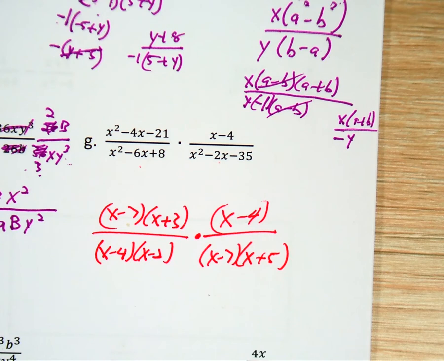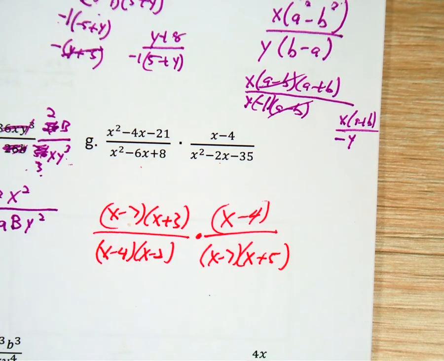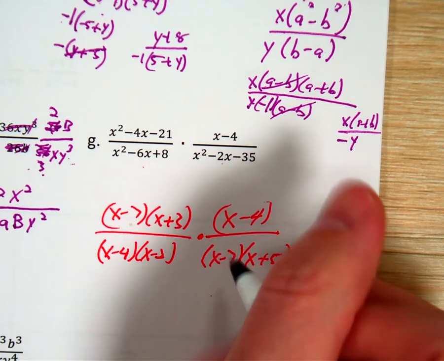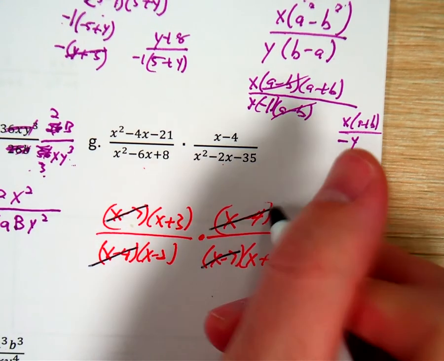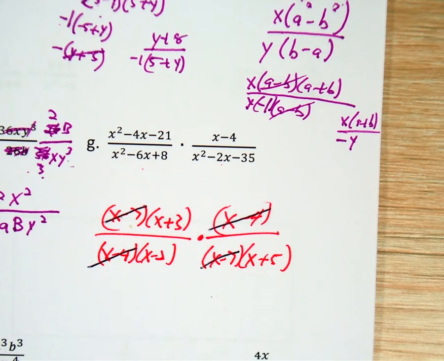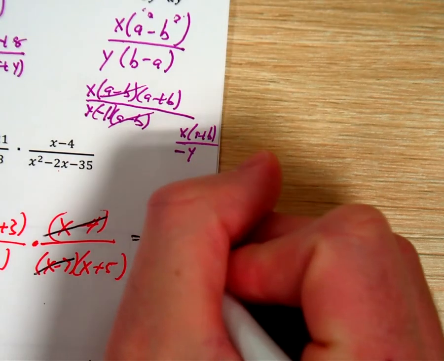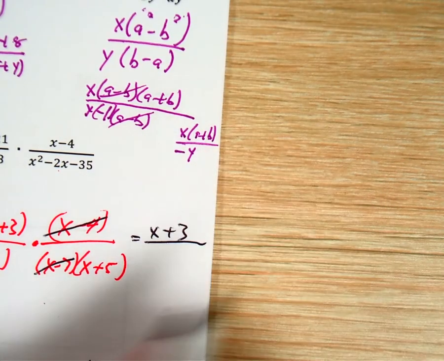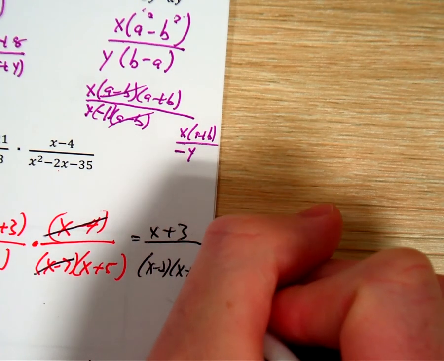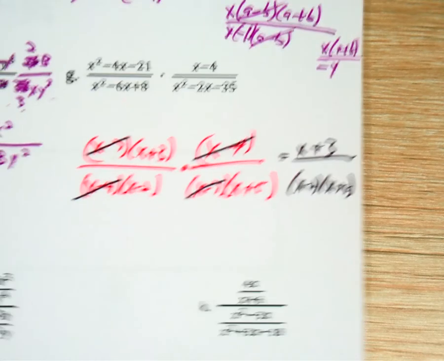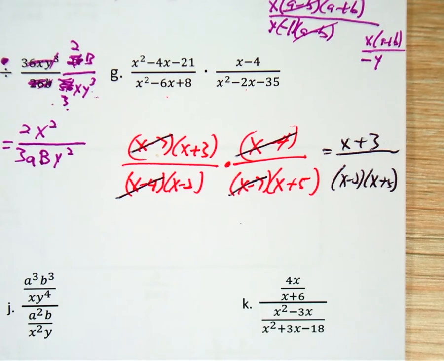Okay, cancel where you can. I got one of these on the bottom and on the top. I got one of these on the bottom and on the top. And we're left with final answer, x plus 3 on the top, and on the bottom, x minus 2, x plus 5. And we're just going to leave it like that. You don't need to FOIL it back out.